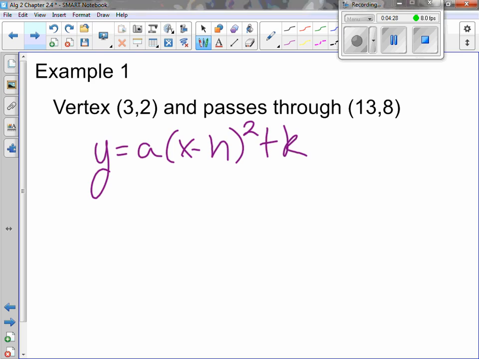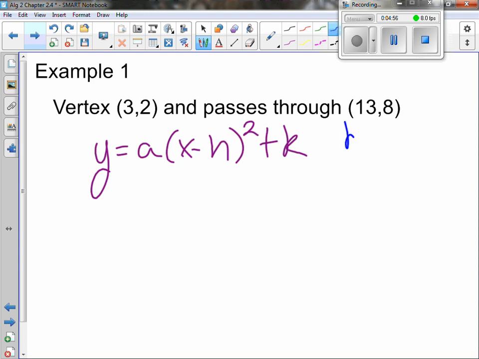Now, the second part is what variables are missing from the general equation. We're missing a, h, and k. The x and y are just input-output. We don't worry about x and y, because if I'm trying to find an equation for this line, it will be y in terms of x. The ones that we need numbers for are a, h, and k.